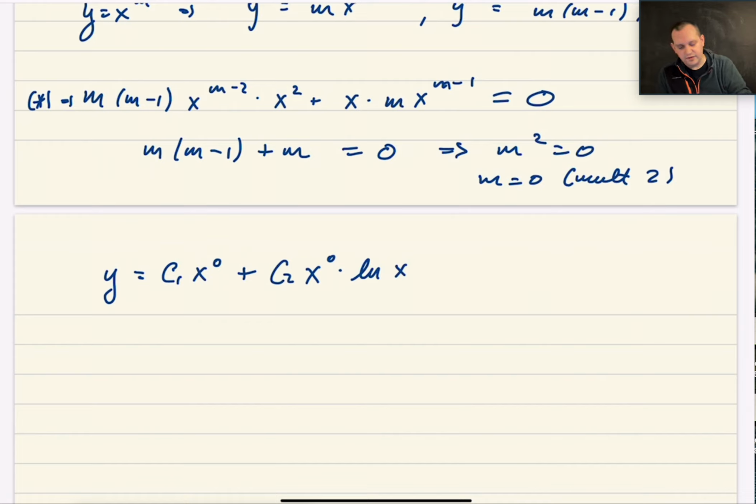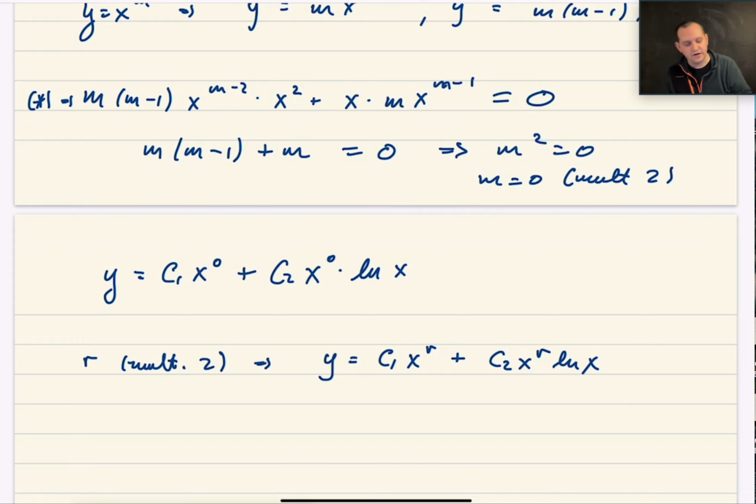So in general, if your solution is r of multiplicity 2, then that tells you that your general solution is going to be c1 x to the r plus c2 x to the r natural log of x. In our case, r was 0, so it's probably better just to write it as c1 plus c2 natural log of x. But that's how you deal with repeated roots for these Cauchy-Euler equations.